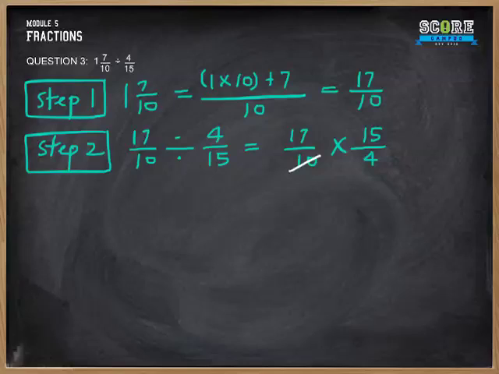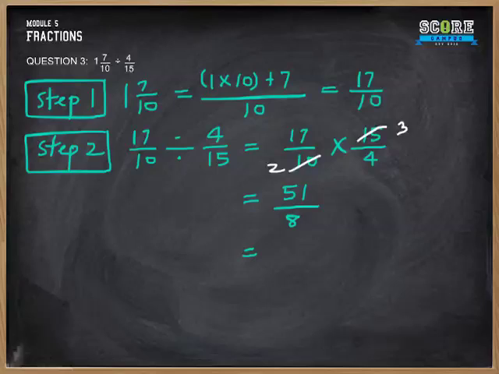Okay, divide 10 by 5, you get 2. You divide 15 by 5, you get 3. Can't simplify that any further. 17 times 3 is 51. 2 times 4 is 8. You get 51 over 8, which is already a correct answer.